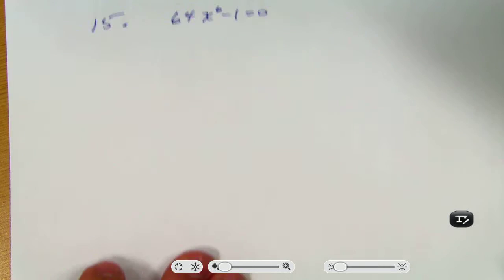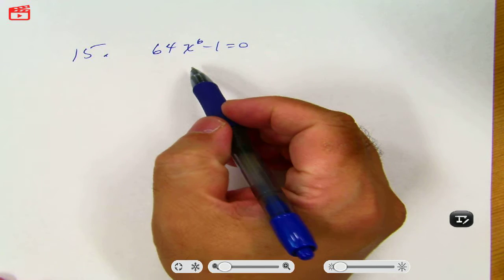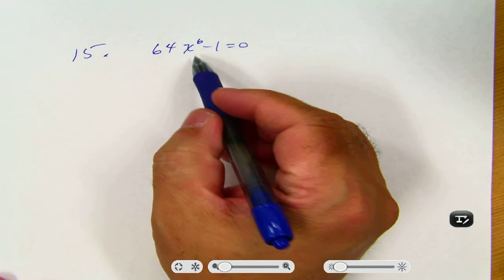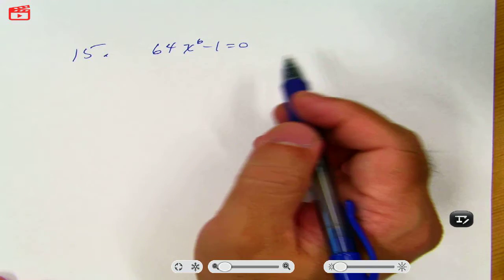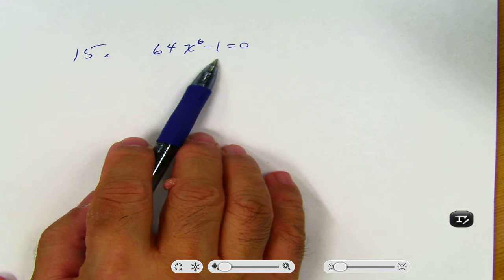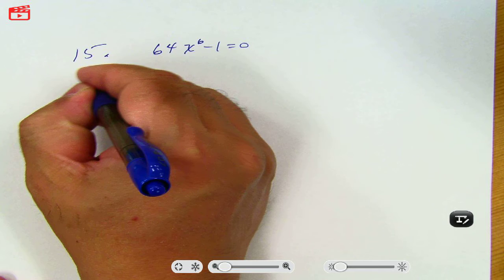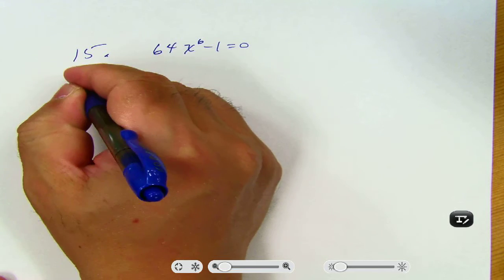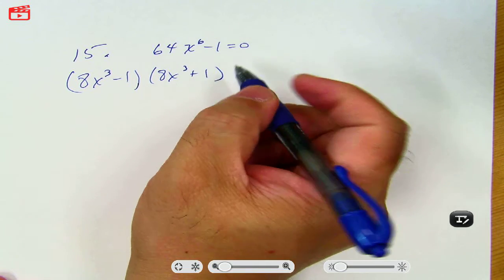All right, this is problem 15 of 303. You can do difference of two cubes, but it's better to do difference of two squares, because you have a perfect square here, 64 is a perfect square, 1 is a perfect square, and you have an even exponent. So you can do 8x cubed minus 1, 8x cubed plus 1.